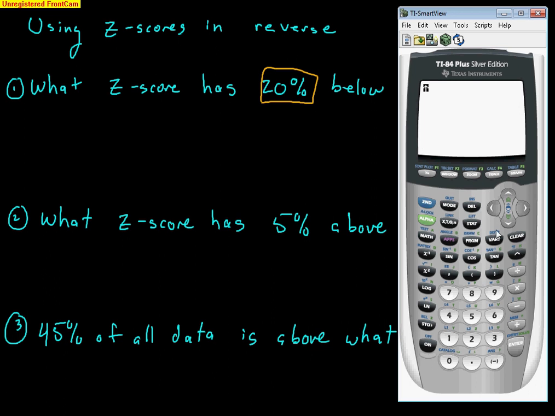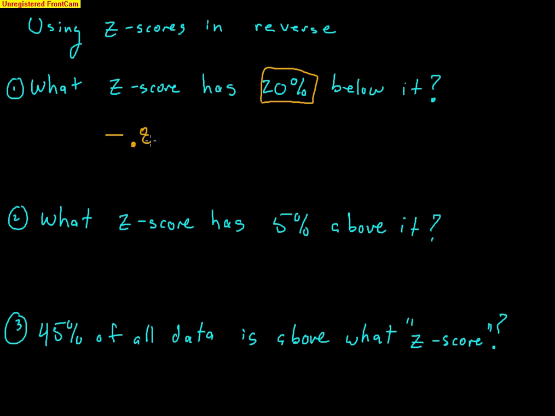Once again, I'm going to go to 2nd VARS. This time I'm going to go down to invNorm. invNorm will tell you the z-score that has a percentage below it. So you simply input the percent below, and it will tell you the z-score that has that percent below it. I'm going to type in 0.20 to represent 20%, and this tells me that a z-score of negative 0.84 has 20% below it. So a z-score of negative 0.84 is connected with 20% below it.